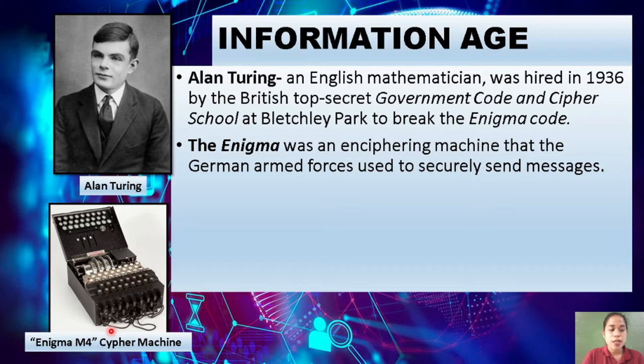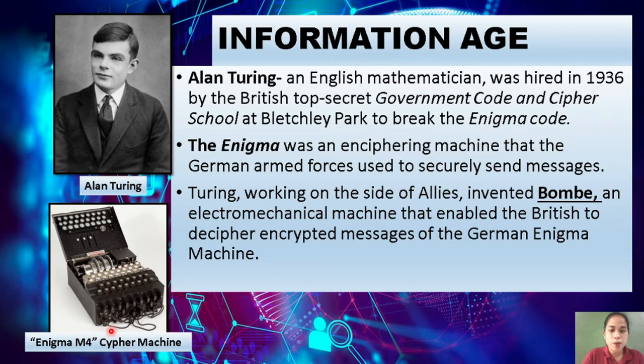And while working at Bletchley Park, he also invented the bombe. It is an electromechanical machine that enabled the British to decipher encrypted messages of the German Enigma machine. The contribution of Turing along with the other cryptologists shortened the war by 2 years. Because of this development, the war was shortened.